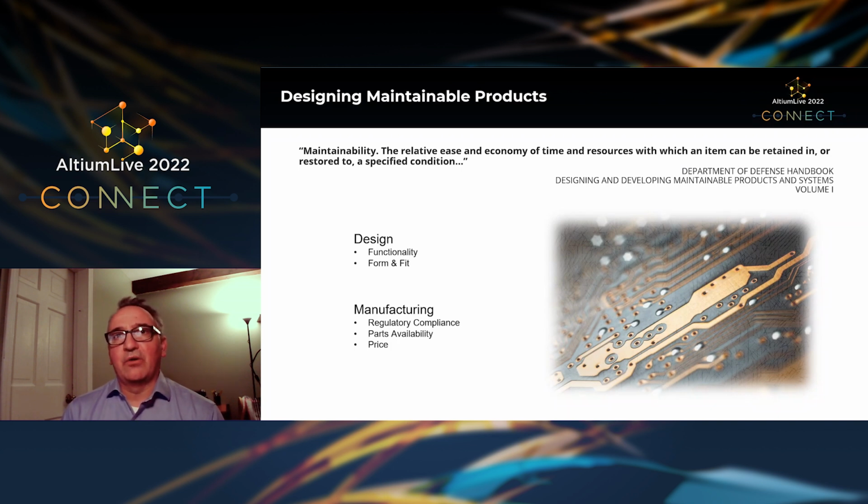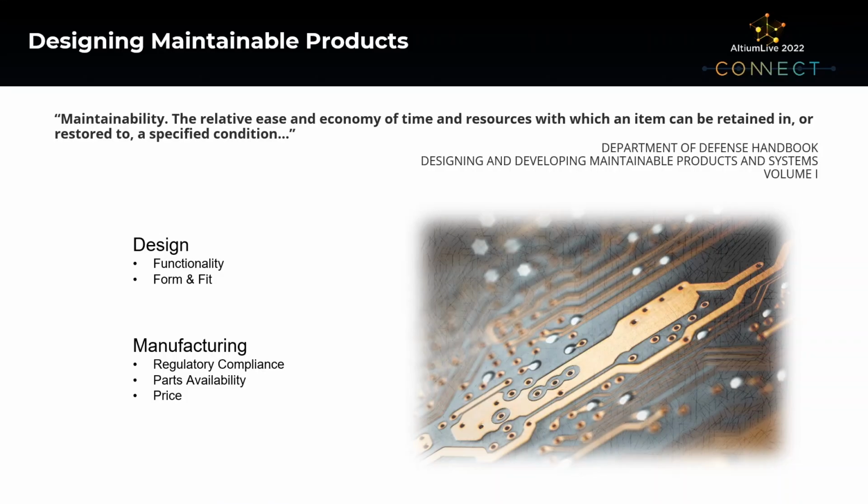When we're talking about the time and resources with which an item can be retained, in order to retain that, the parts need to be available. The time and resources economy is talking about the prices there. But the thing that we don't always think about is the second part of this definition, and that is "or restored to." What that is really about is having a backup plan, right?